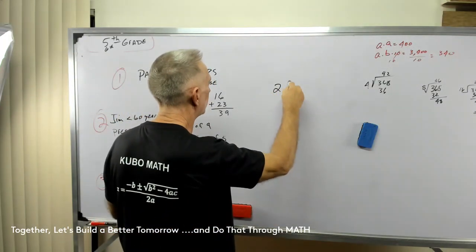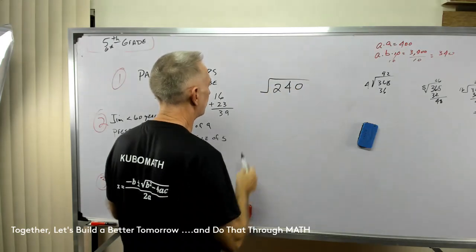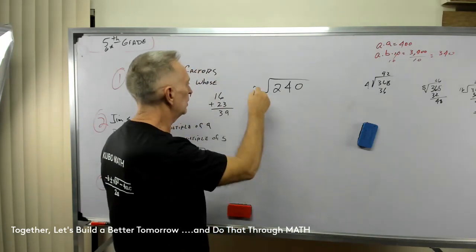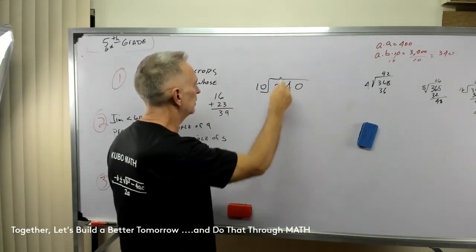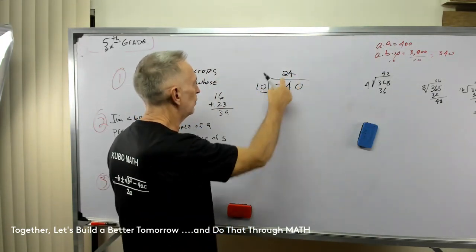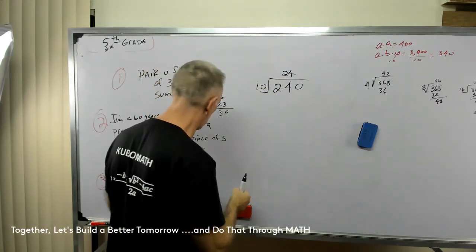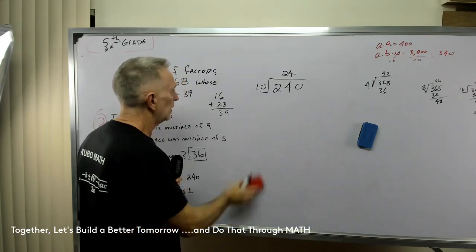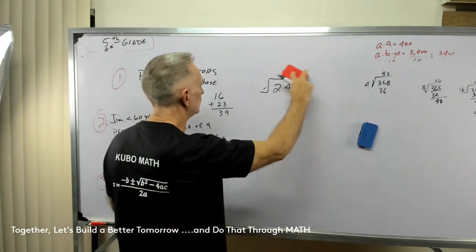Okay? 240. We're trying to find factors of 240 whose difference is 1. Well, if I put 10 here, 24 times 10 gives me 240. Well, obviously, I'm way off, right? Let me try jumping up to 15.